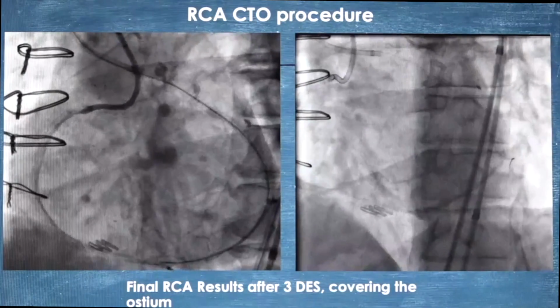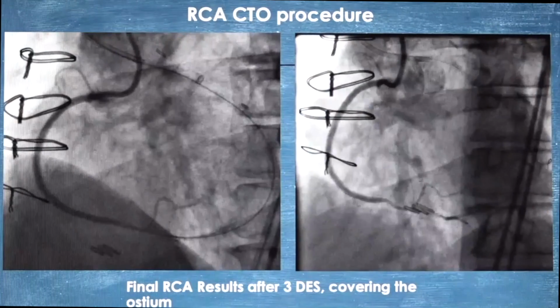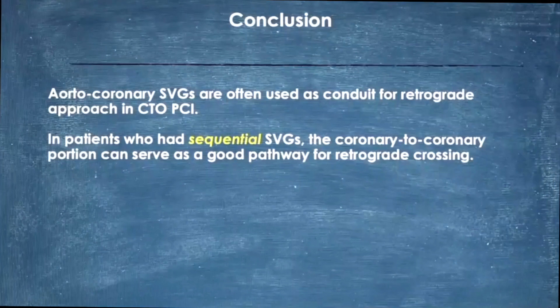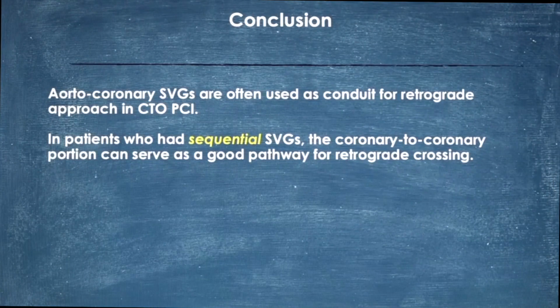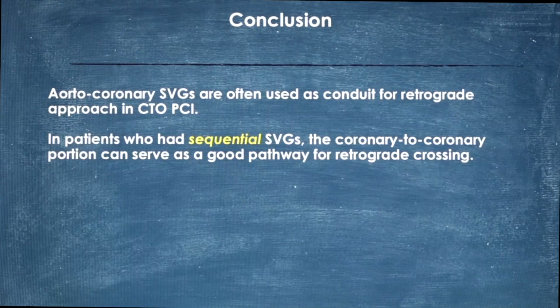to the PLB. So in conclusion, aortocoronary SVGs are often used as a conduit for retrograde approach in CTO PCI. In patients who had a sequential vein graft, the coronary to coronary portion can serve as a good pathway for retrograde crossing. And in this case, it was actually much easier to cross than the usual septal collaterals we cross from the LAD to the RCA.